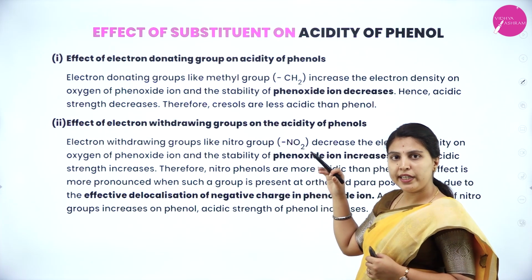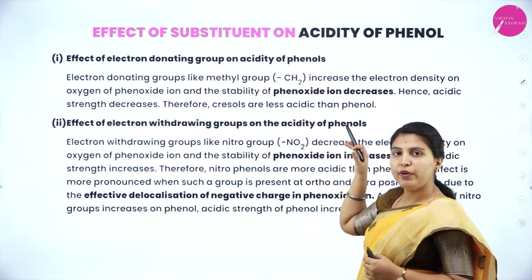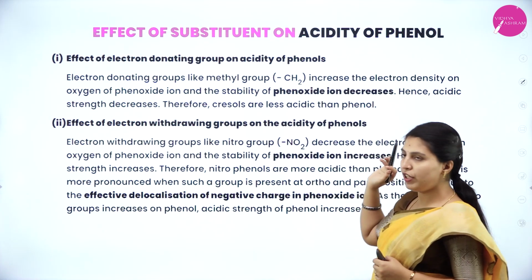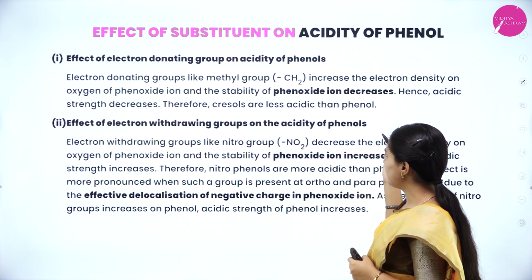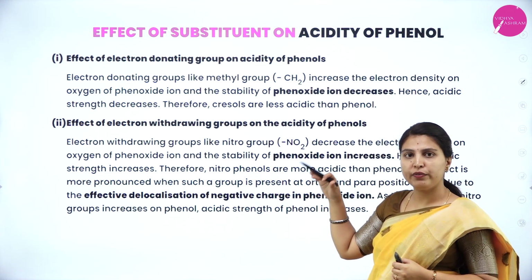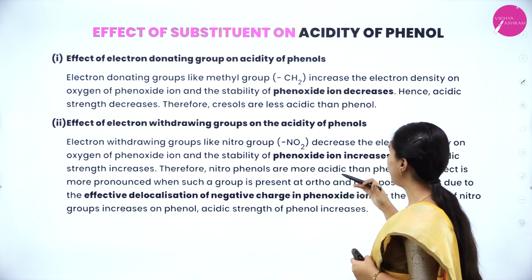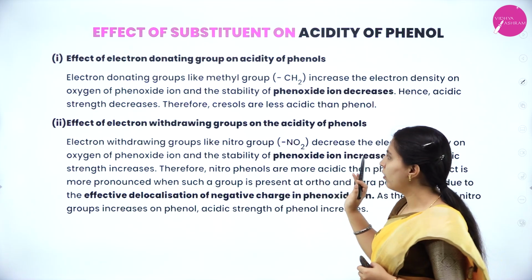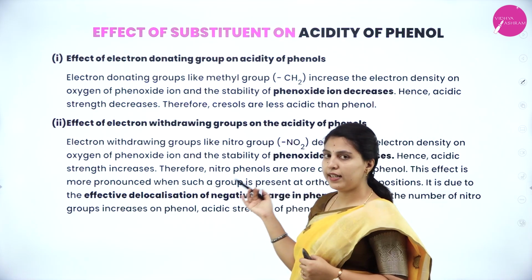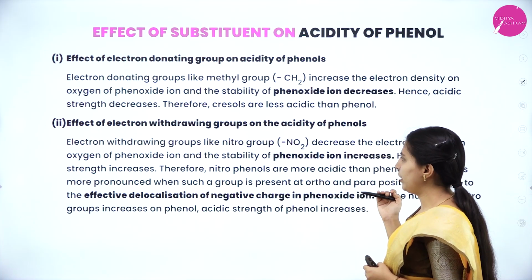When an electron donating group like methyl is attached to the phenoxide ion, its electron density will increase and the stability of phenoxide ion will decrease. Then what will happen? Hence, acidic strength will also decrease. Therefore, cresols are less acidic than phenols.